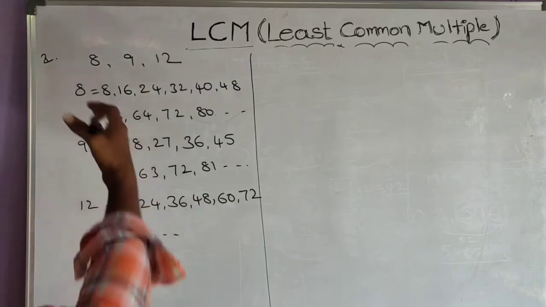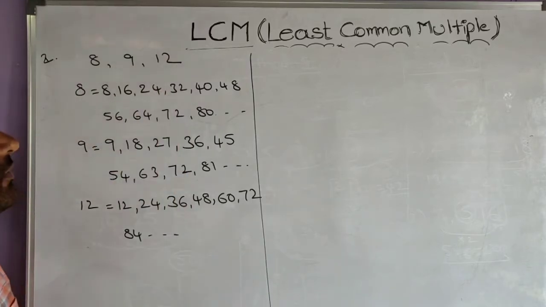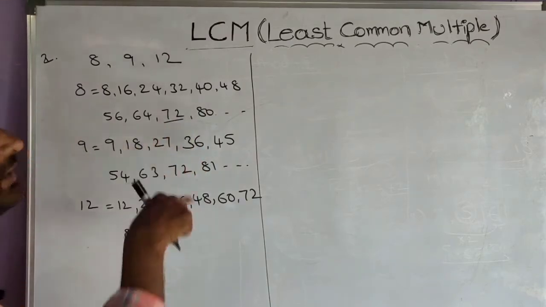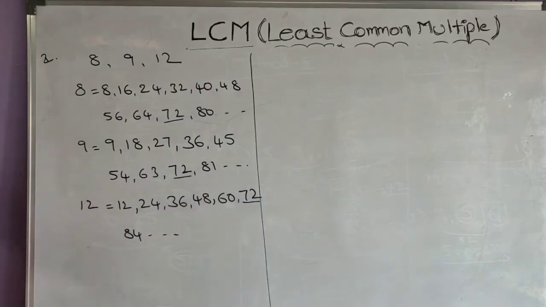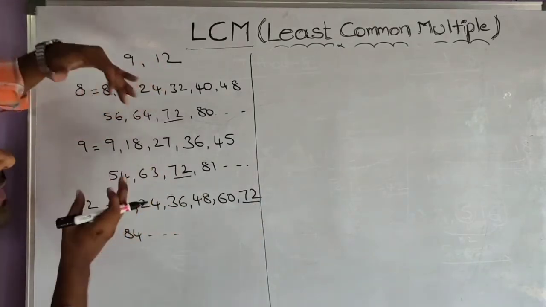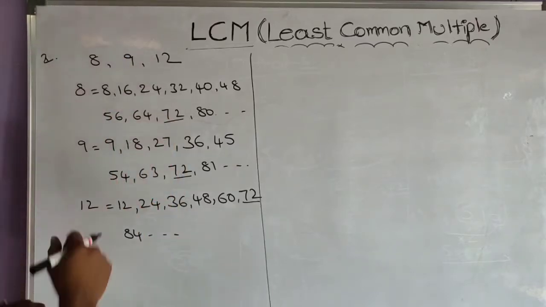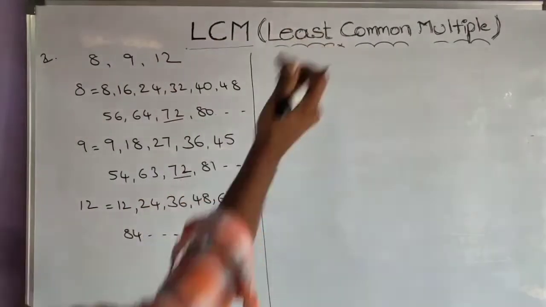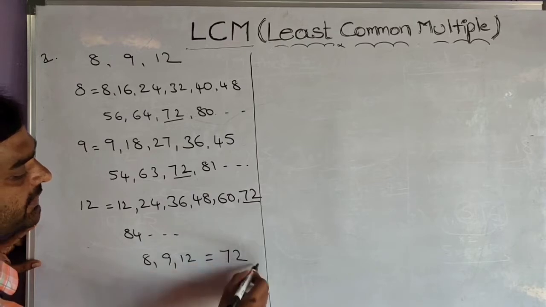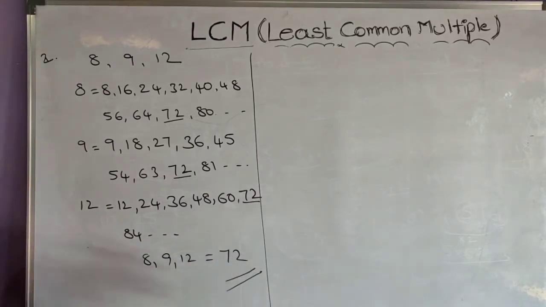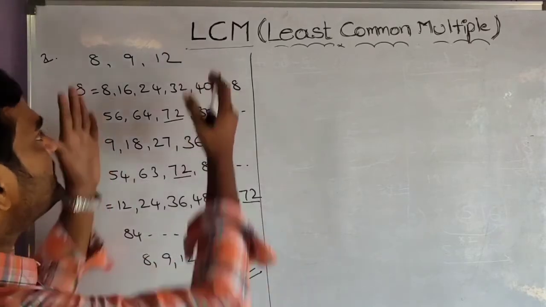Listen here, observe here. These are multiples of 8, 9, 12. In that, we have to find the least common multiple. Which multiple is common in these three? That should be the least one. 72. Okay, this 72 is the least one and the common multiple of given numbers. That is nothing but least common multiple. So LCM of 8, 9, 12 is 72. Okay, this is one method.